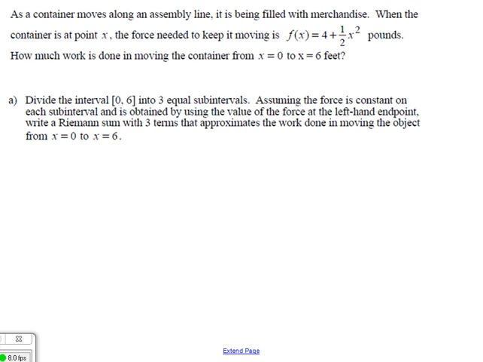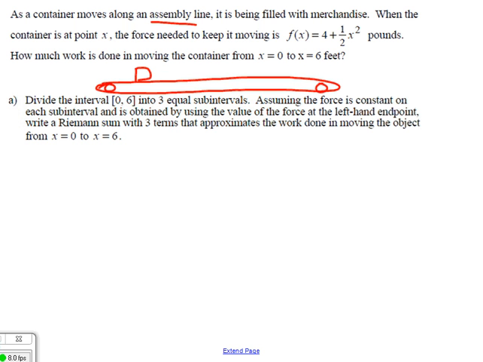We have a container moving along an assembly line, and it's being filled with merchandise. So it gets heavier and heavier and harder to push. When the container's at point x, the force needed to keep it moving is as follows: this many pounds. How much work is done in moving the container from 0 to 6 feet?